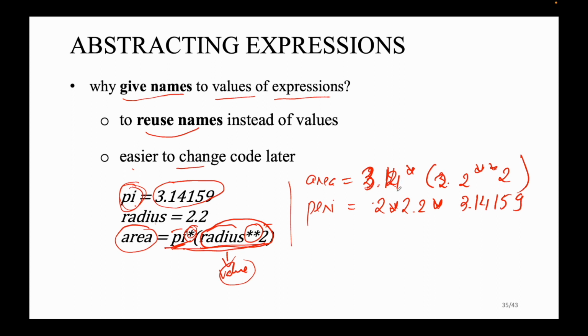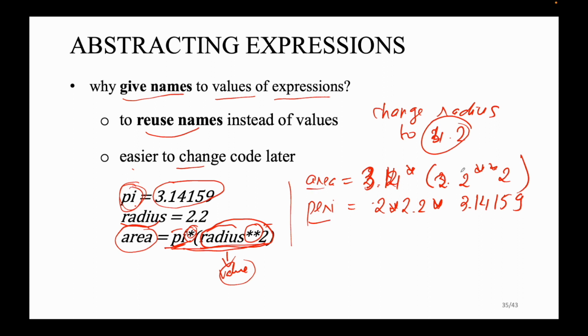So what happens if we need to change the radius? You don't need to calculate the area and perimeter for radius 2.2. You need to calculate for 4.2, for example. So you change the radius to 4.2, and you need to update the new value for area and perimeter.